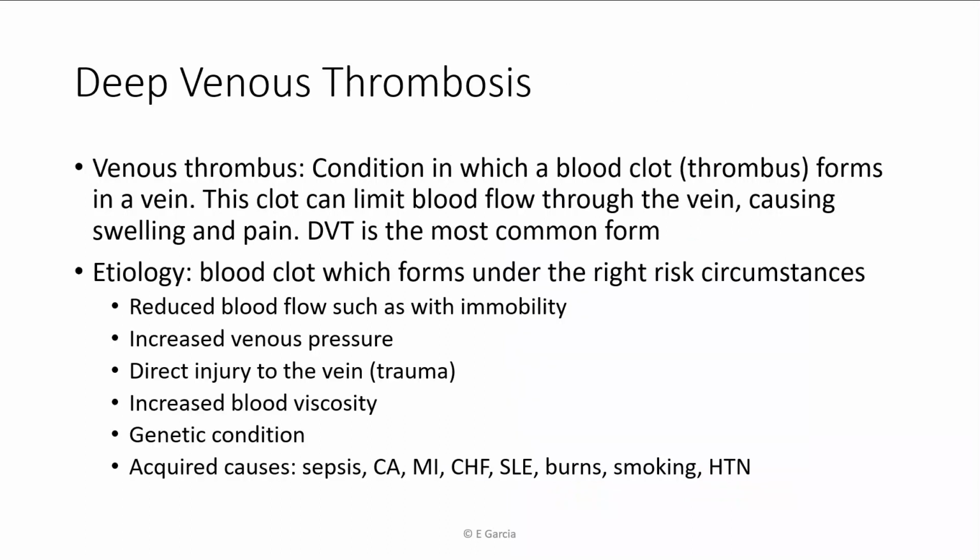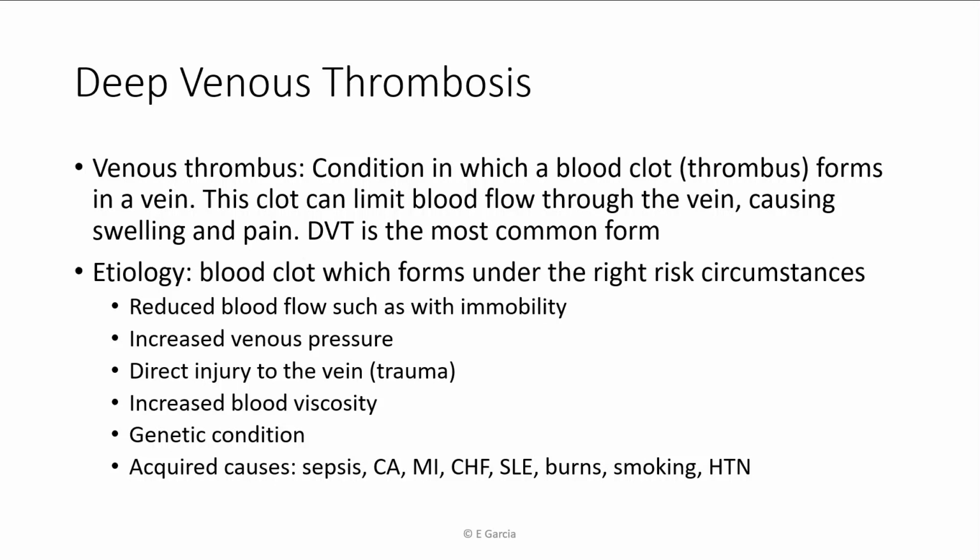Okay, so what is this? It's a venous thrombosis. This is a condition in which a blood clot or a thrombus forms in a vein. So the clot limits the blood flow through the vein and causes swelling and pain. Of all the different types of venous thrombosis, deep venous thrombosis is the most common. You can have a superficial venous thrombosis, but those are less common. They're more in the upper extremities, and we're not going to discuss those in this particular conversation.